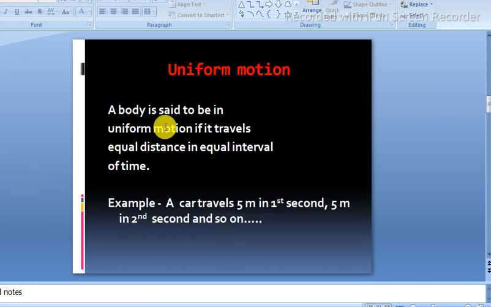I told you a body is said to be in uniform motion if it travels equal distance in equal interval of time. For example, 5 meter in first second and 5 meter in the second second, and so on. Such type of motion is known as uniform motion.